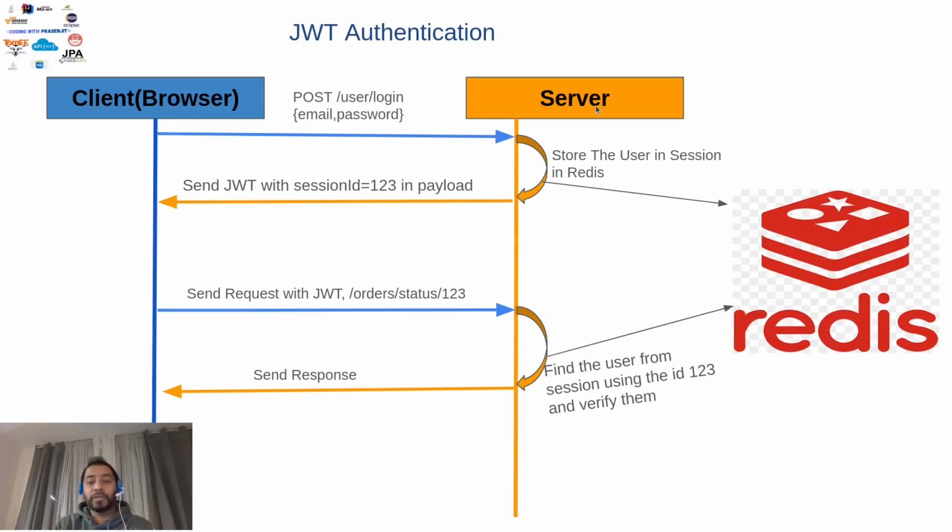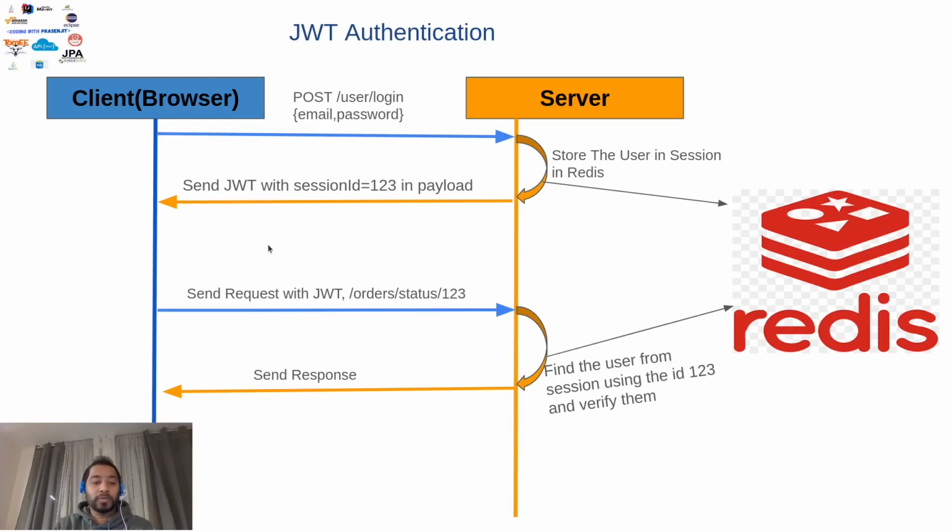So now the server is not keeping the session in its own memory. And then when it creates the session in Redis, it will add the key of the session inside the JWT, and then it will pass the JWT to the user.